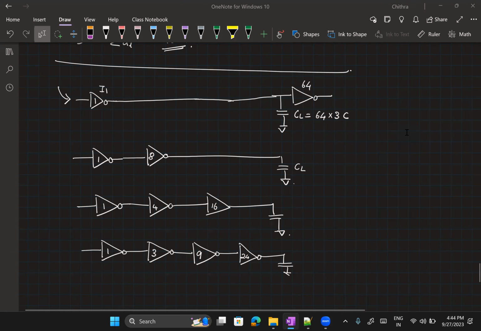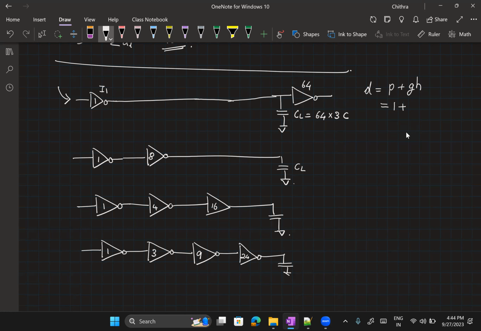The first one is very easy. We simply have one device. So we can directly do D is equal to P plus G into H. What is the value for P? So this is 1 plus what is the logical effort for inverter? 1 into what is the value of H? So it is 64 into 3C divided by 3C. The load seen is 64 into 3C. The input capacitance is 3C. So that gives you 64. So the delay is 65.